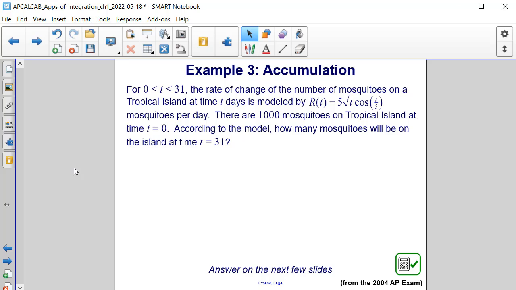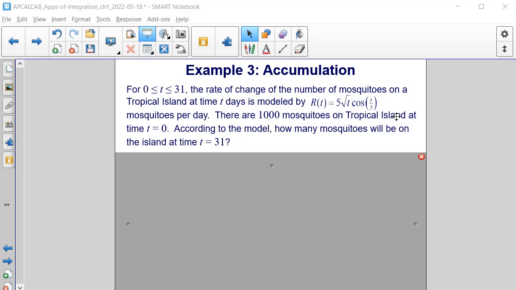For time values between 0 and 31, including both endpoints, the rate of change of the number of mosquitoes on a tropical island at time t days is modeled by r of t, which is equal to 5 times the square root of t times the cosine of t divided by 5, mosquitoes per day. There are 1,000 mosquitoes on the tropical island at time t equals 0. According to the model, how many mosquitoes will be on the island at time t equals 31? Let's try to find out.